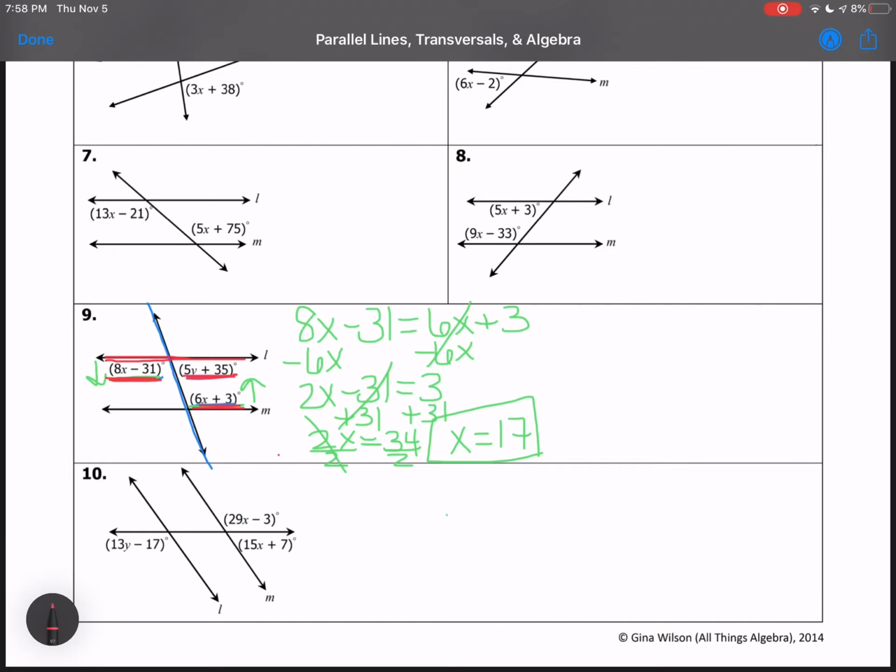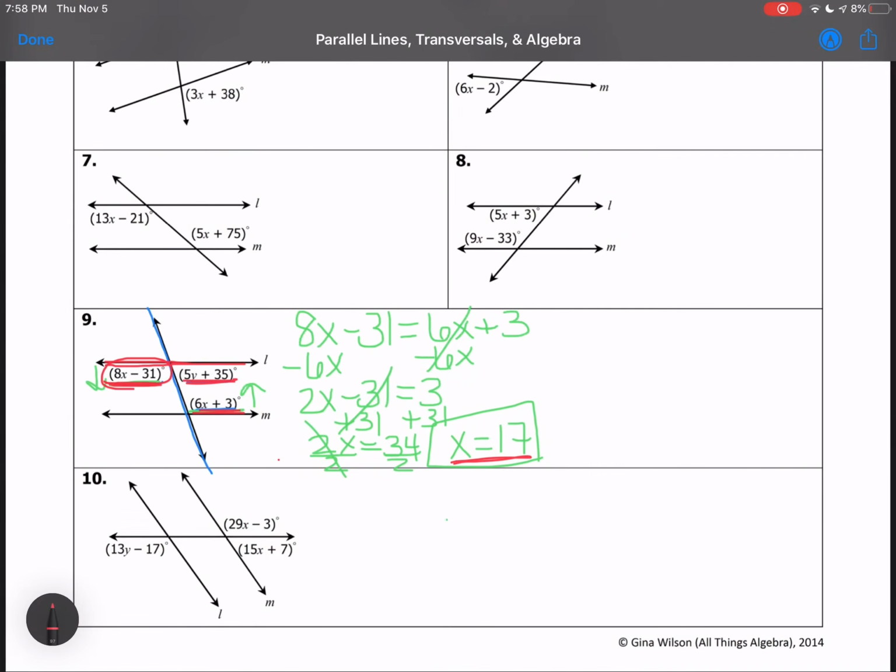But before we set up that equation, rather than putting in 8x minus 31, we can simplify this because we know now what x is, so we can substitute x into that to figure out the actual angle measure. So we're going to do 8 times 17 minus 31. So 8 times 17 is going to give us 136 minus 31, which is then going to leave us with 105. So this angle here is actually 105 degrees.